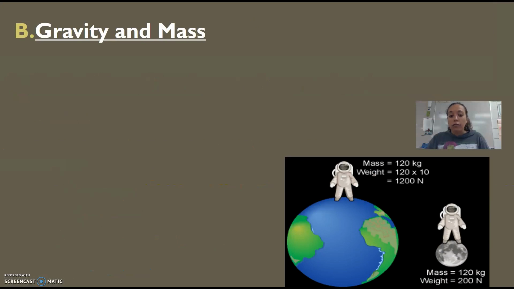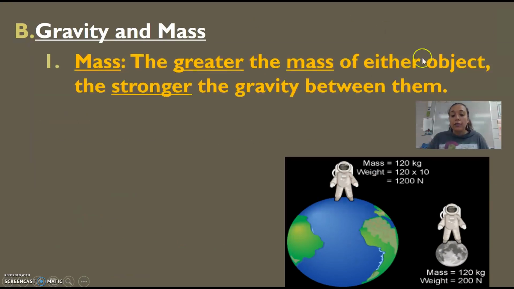Okay, so just a little bit more information on gravity and mass. So the greater the mass of an object, the stronger the gravity between them. So here's an example. The person that is on Earth and a person that is on the moon. When you are on Earth, you're going to have more gravity than if you're on the moon. Why? Because the Earth has more mass. Even though your mass is the same, Earth's mass is greater than the moon's. So between the two objects, one object is larger, it has a greater mass, it's going to have more gravity. So more gravity on the larger object versus the smaller object.